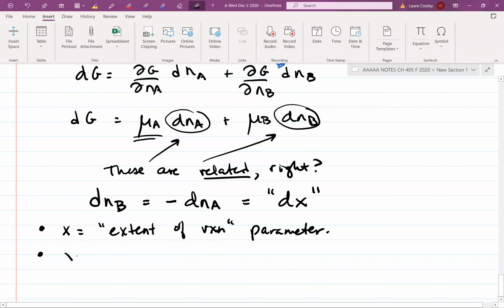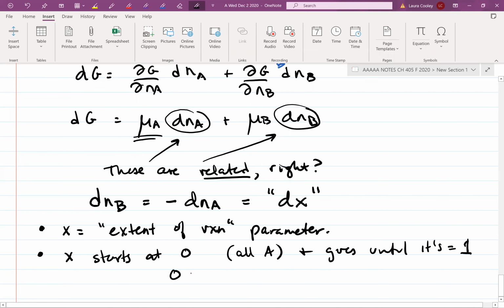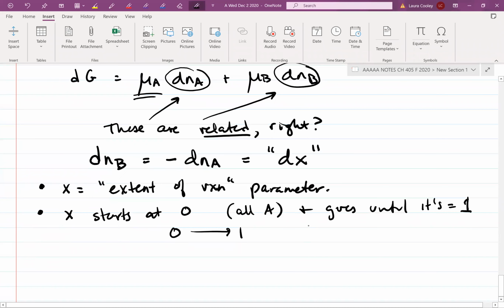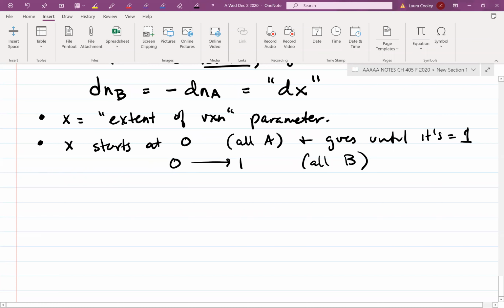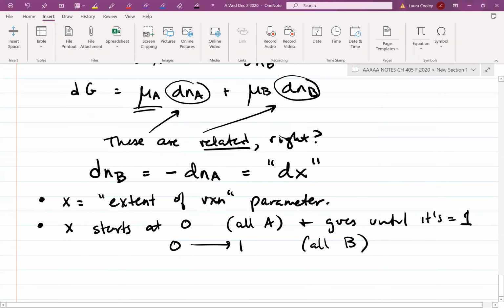And x starts at the beginning of the reaction at 0 when you have all A, and goes until it's equal to 1. It goes from 0 to 1 when you're at all B. I'll talk more about that extent of reaction parameter. Well, I'm actually going to continue to talk more even now, but here we have a pretty easy situation.